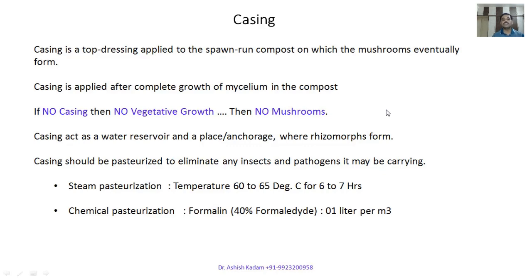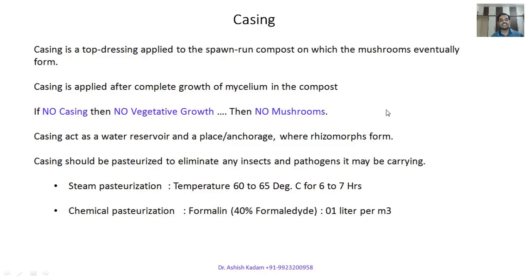We are generally using two methods of pasteurization. The first method is steam pasteurization. In steam pasteurization, we maintain the temperature of the casing for 6 to 7 hours within a range of 60 to 70 degrees centigrade, 60 to 65 degrees centigrade. If you do not have this technology or setup, for example, you will require a boiler and a room, then you can go for chemical pasteurization.